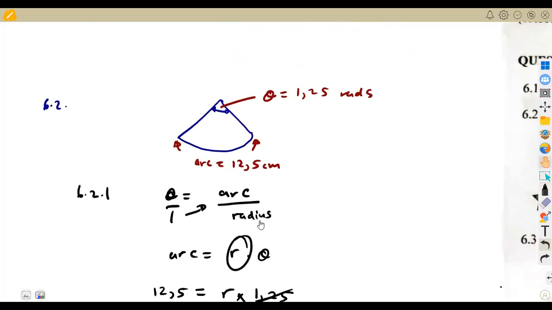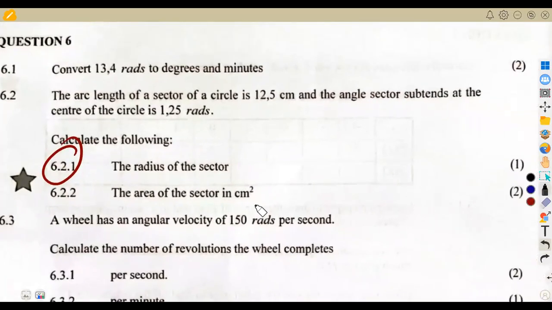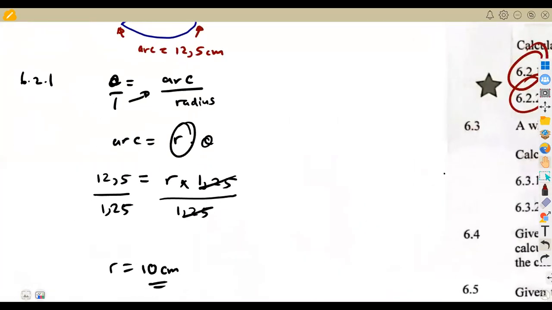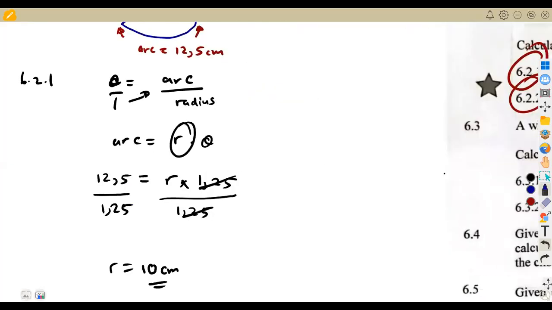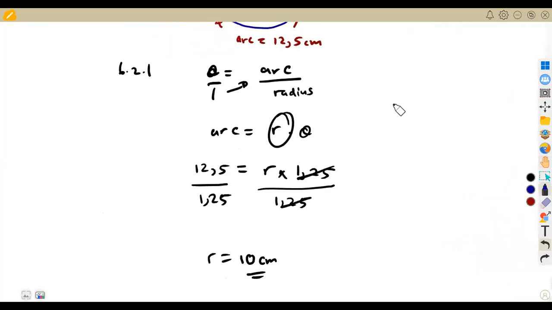And the next question, 6.22, was to calculate the area of the sector in square centimeters. If you check from your formula sheet, we have the formula for the area of the sector, which is half r squared theta. Whenever you're dealing with the sector, area is given by half r squared theta, where theta is in radians, okay? Since we calculated the radius, we now have an advantage because we're just going to substitute.